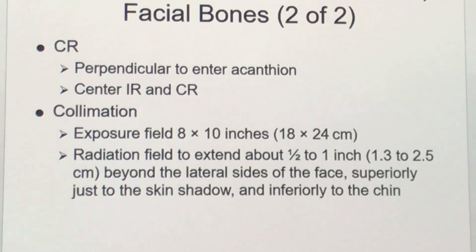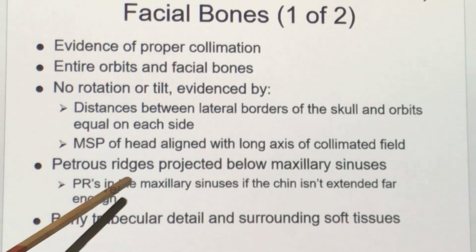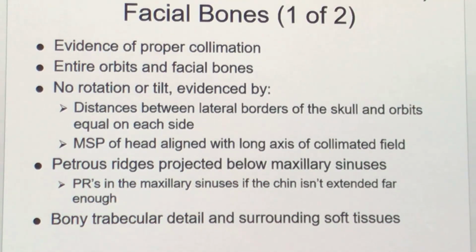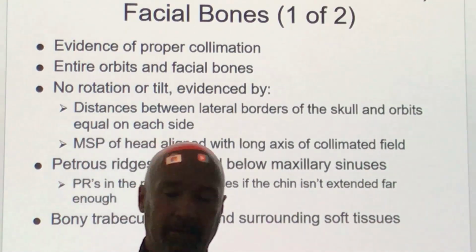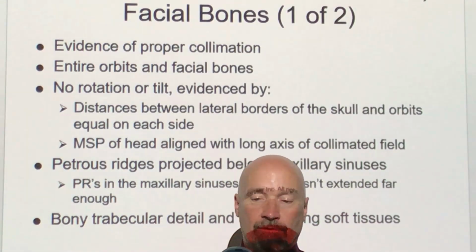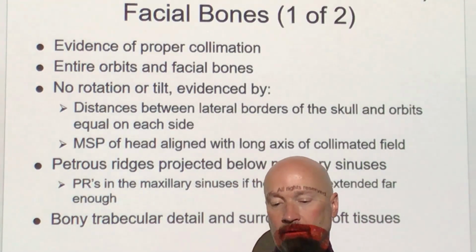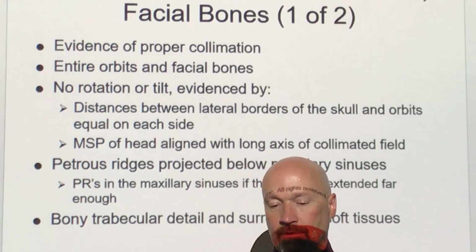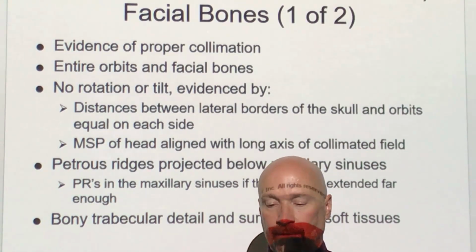Collimation and all that is really pretty much the same. The evaluation criteria is pretty much the same. Petrous ridges being below the maxillary sinuses without any kind of rotation. Again, rotation can be evidenced by looking at the orbits and their relationship to the lateral side of the skull. If the patient's rotated, then what you're going to have is the base of the skull, the posterior portion of the skull, and even the lateral skull. You're going to see more of that on the side that's elevated or furthest away from the image receptor.